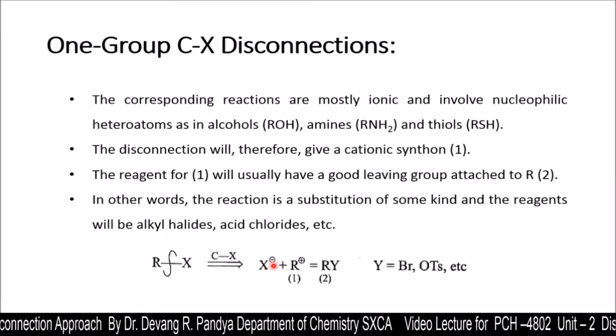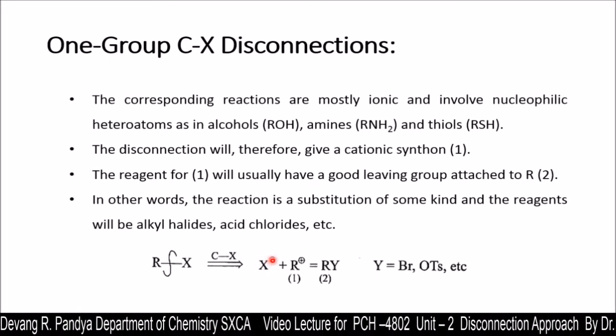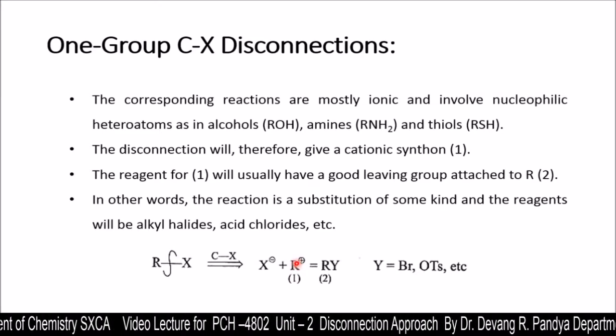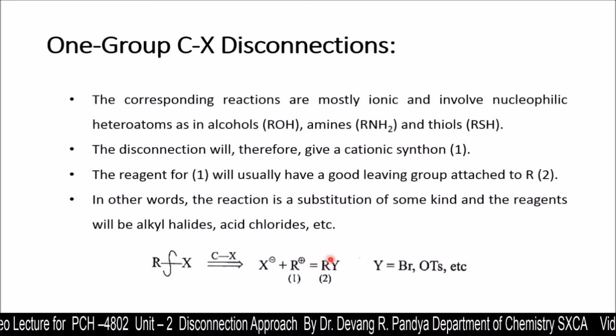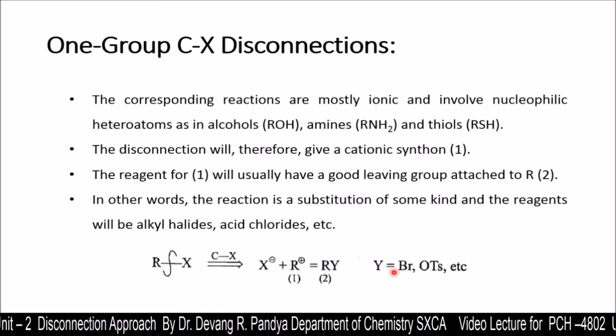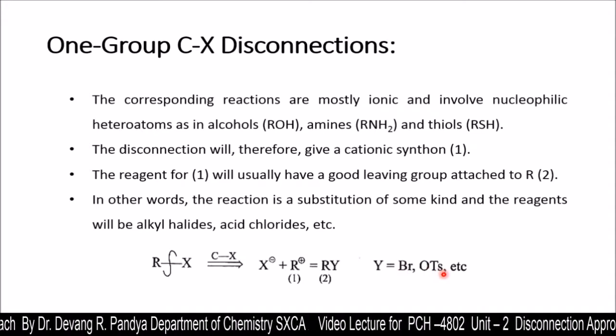The heteroatom, because it is more electronegative compared to carbon, carries the negative charge in the synthon, and carbon contains the positive charge, that is the electrophilic carbon. That can be converted into a synthetic equivalent using a substituent group that may be bromide, tosyl oxide, etc.